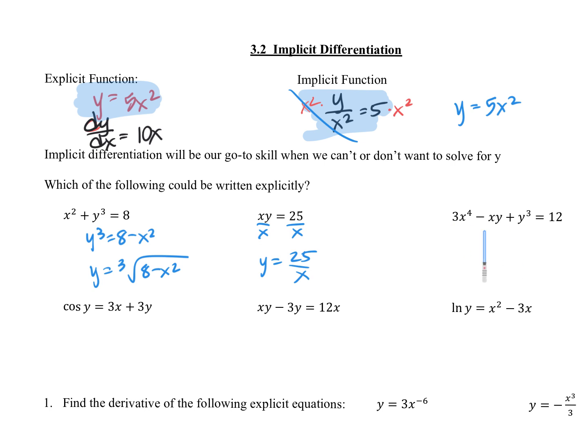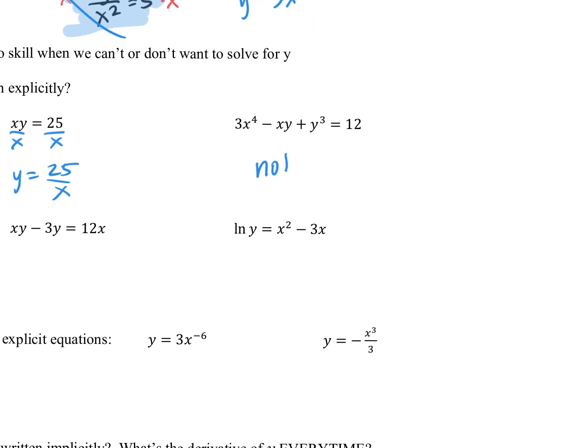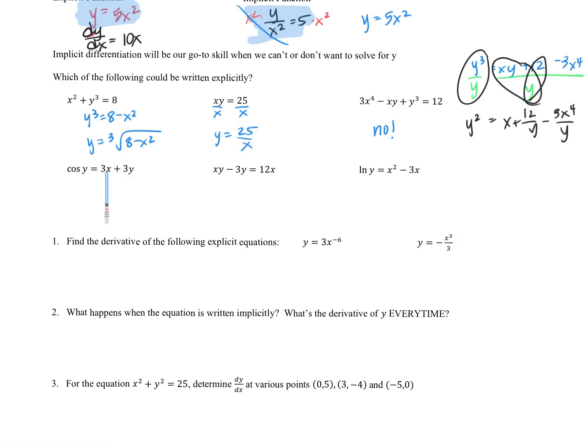What about this one? We got a y in two different terms, so we cannot write this one explicitly. No, that's a good point. I see what you're saying. If we divide it by a y, we're actually getting rid of a factor. So he's saying, what about this one? I don't think so. Can't do it. I got y's all over the place, so I can't write that one explicitly. That one?